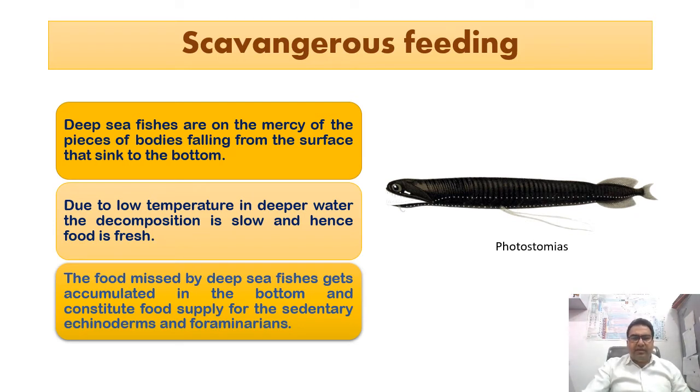Then food missed by the deep sea also gets accumulated at the bottom, and it constitutes the food supply for the sedentary echinoderms and the foraminiferans as well. They are also dependent on the ooze. It may be calcium ooze, it may be silicon ooze. So they are also dependent on the ooze as well.